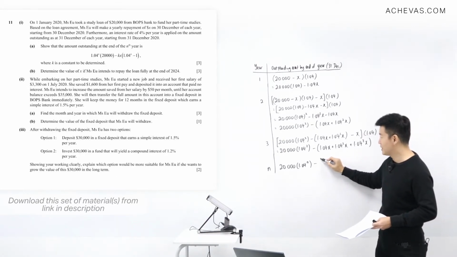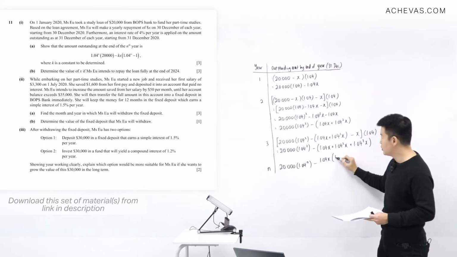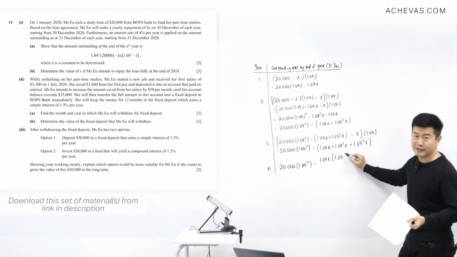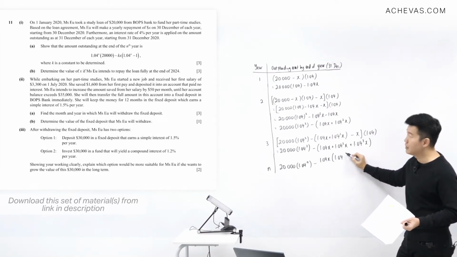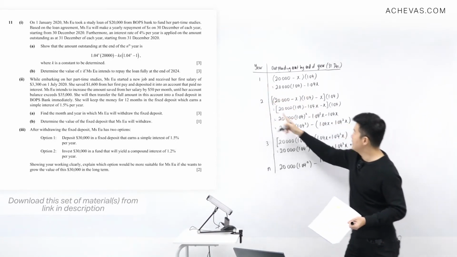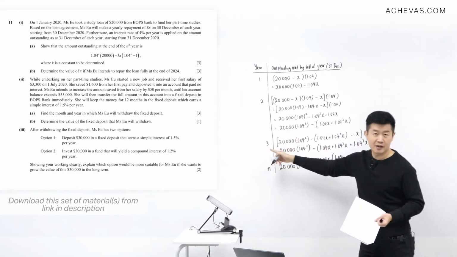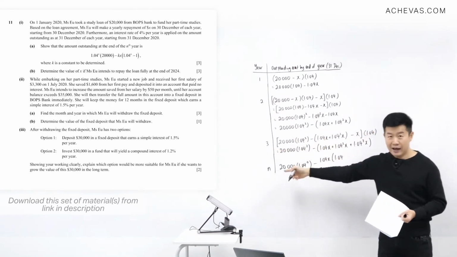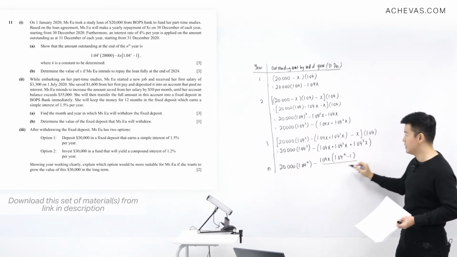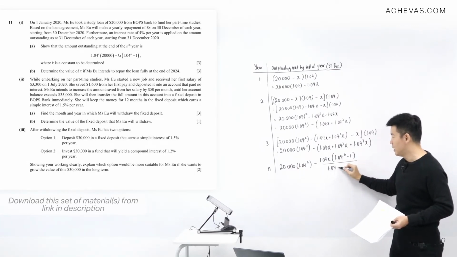So this GP has the first term as 1.04x, and it has a common ratio of 1.04, and if I were to use the sum of GP formula, it is going to be to the power of the number of terms. And for the first year, it is 1 term. Second year, 2 terms. Third year, 3 terms. Nth year, I'm going to be expecting n number of terms. Minus 1 divided by the common ratio minus 1.